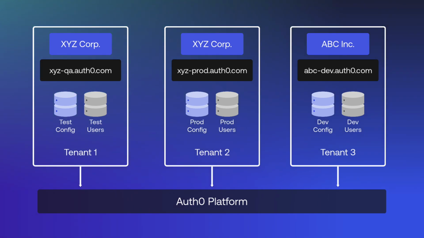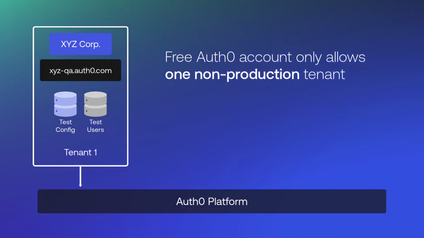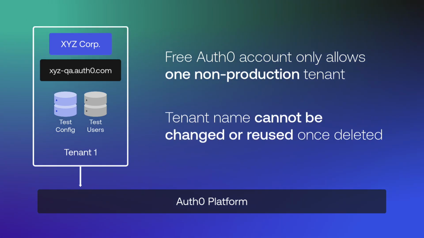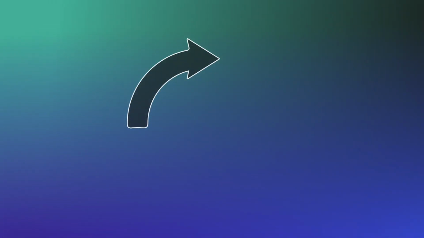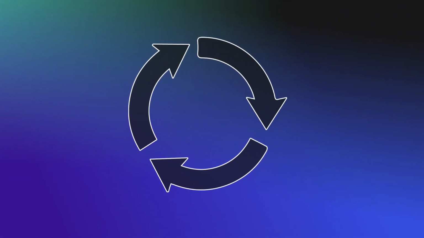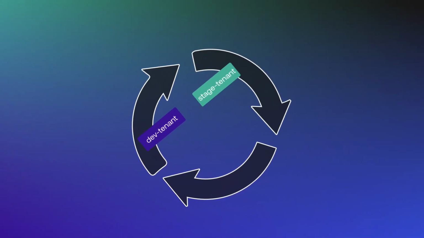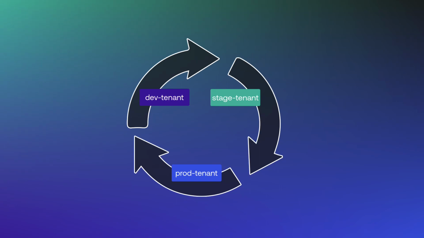profiles. If you've had a free, non-subscription Auth0 account, you may have noticed that you were limited to one non-production tenant. Remember that a tenant name cannot be changed or reused once deleted. Once you move on to a paid subscription, you will be able to represent your software development lifecycle by creating multiple tenants tagged for development, staging, and production. Additional tenants can be provisioned to align with any other stages.